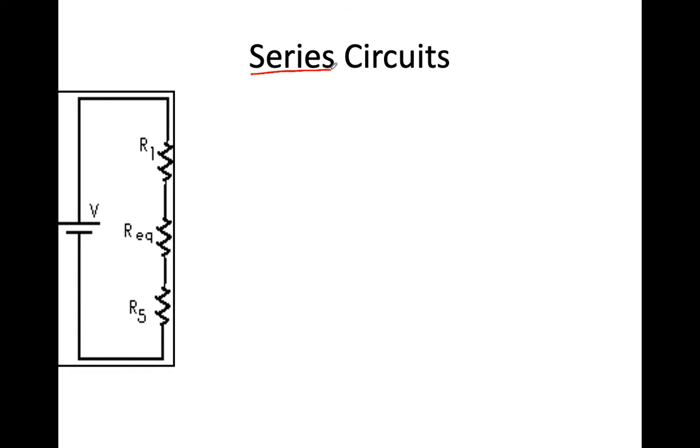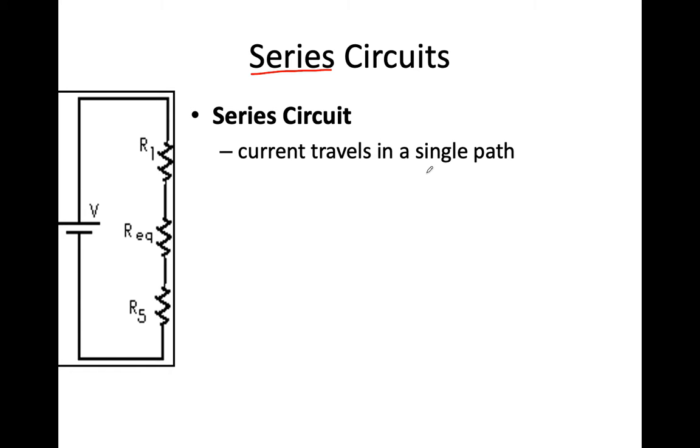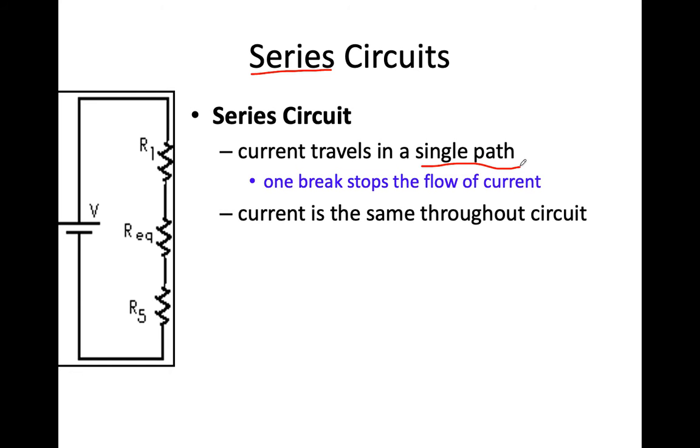Well, the first thing is called a series circuit, and a series just means in order. Literally means it has to go in that order. Well, with a series circuit, the current can only travel in a single path, like a river. You can think of it like a river.